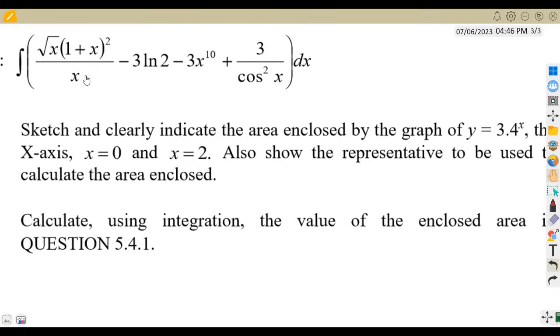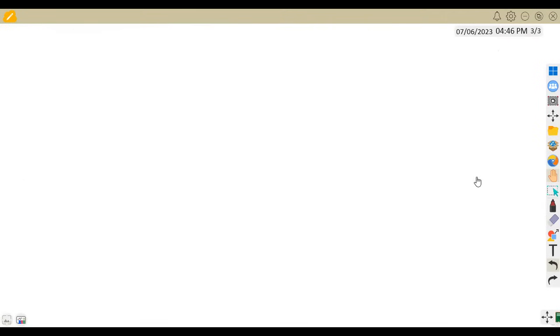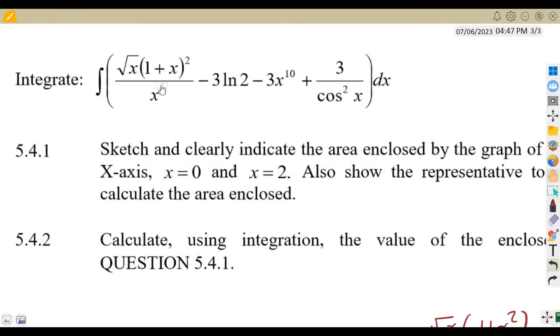So if we check this first part, guys, we've got a lot of complicated things that we are given there. Let me explain it under here. Let us just try to simplify it. We are given it as the square root of x into 1 plus x squared, over x. If we check properly, this is over x.